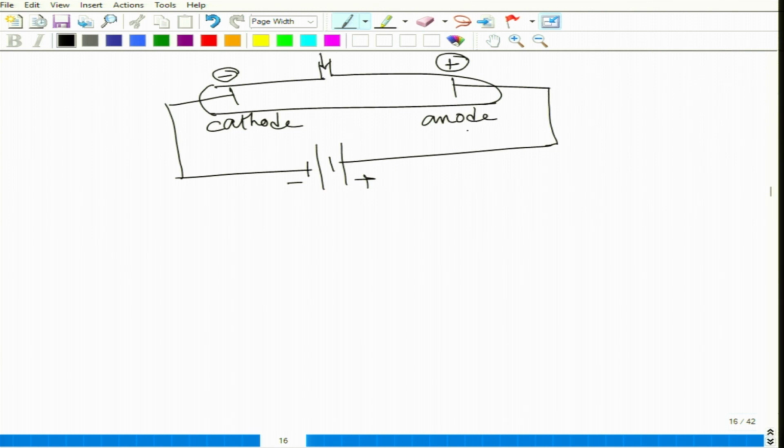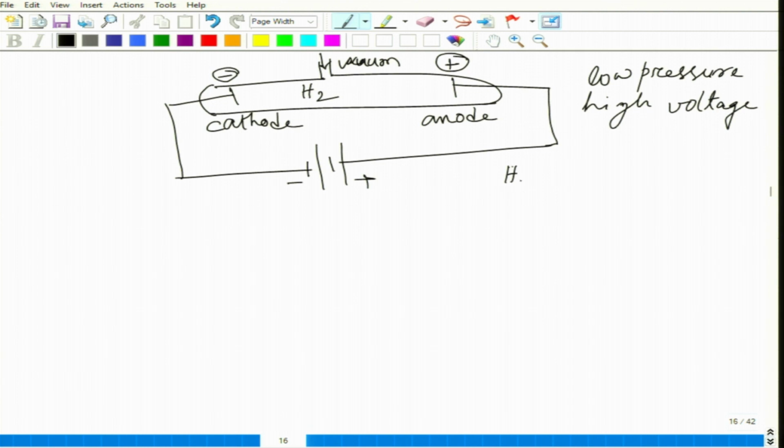The system was maintained at low pressure and high voltage. The pressure was controlled via vacuum and some gas was taken here. So, this gas split up like this. Splitting was not explained at that time. We know now that electrons are released. At that time, what happened?